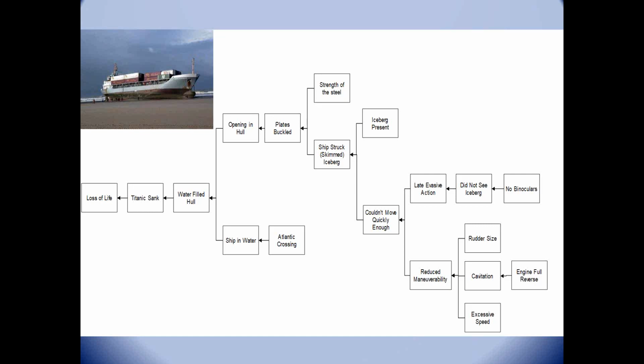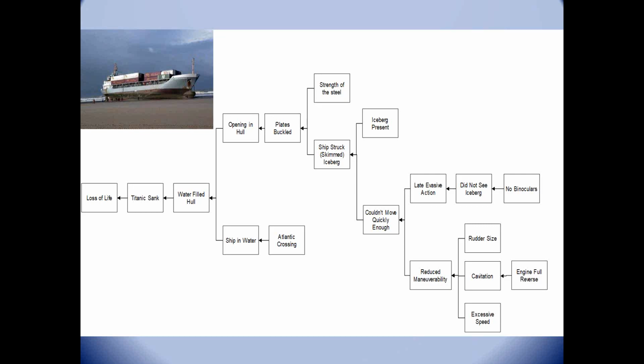But if you keep narrowing this down, it couldn't move quick enough, so there was late evasive action. They didn't have binoculars in there. They didn't see the iceberg early enough. And then the maneuverability of the ship: there were some engineering problems, where the rudder size wasn't big enough for that size ship. They had some cavitation in the engines. And as we all know from the data, they were going excessively fast, which gave them less maneuvering capability.